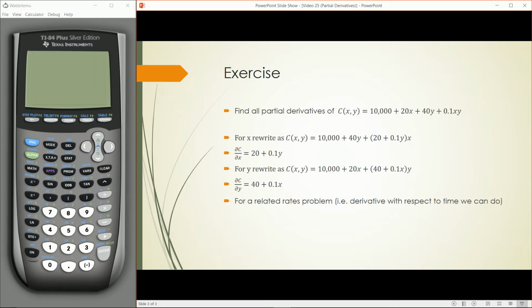Now, another side note for related rate problems, i.e. where you're taking the derivative with respect to time, you're still able to do that, and you'll come out with an actual derivative with just respect to time. But you'll have to do something like this. So you have to find the partial with respect to each variable, and then multiply it by its derivative with respect to time, and that'll give you the derivative of your cost function with respect to time.